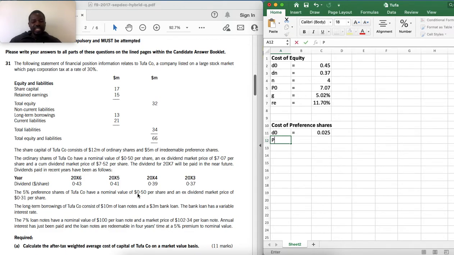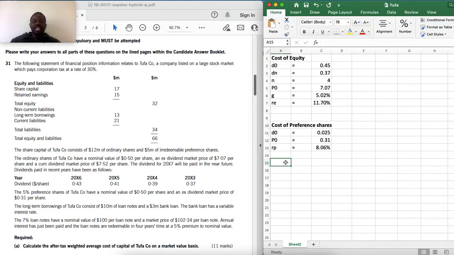Then our P0 is the current market price of a preference share. We are given as 0.31. Now we can find RP, which is the cost of a preference share, we said is D0 divided by P0. So that one, that is the percentage there that we get for the preference share.